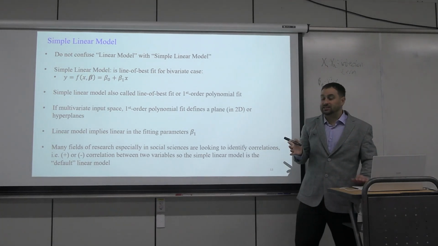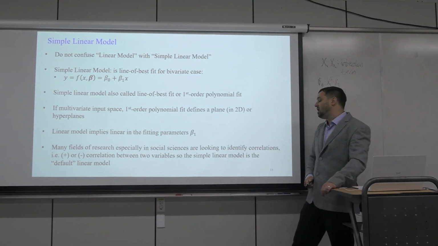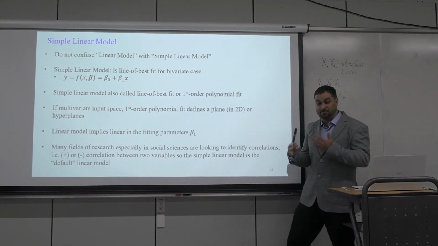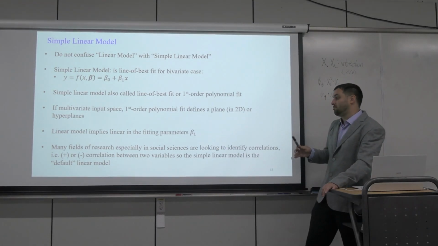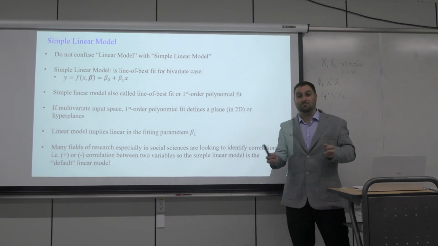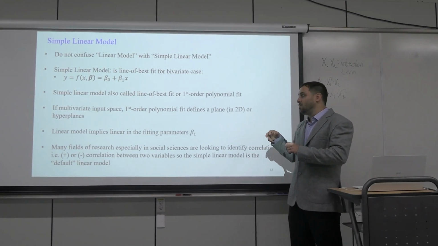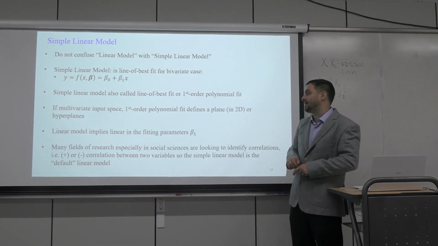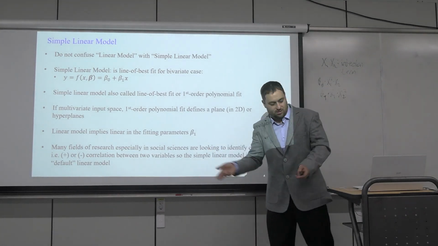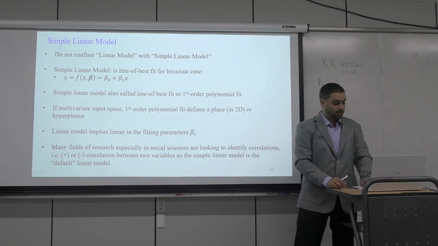The reason this is sometimes confusing is that many fields of research, especially in the social sciences, are looking to identify the positive or negative correlations between two variables. So the simple linear model is the default linear model. In many fields of research, the simple linear model essentially is the default model that they will fit to their data, and sometimes they will call it the linear model. But for the general case, we need to distinguish between a linear model and the simple linear model.